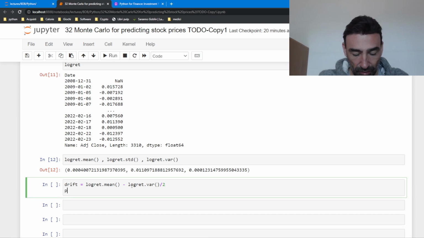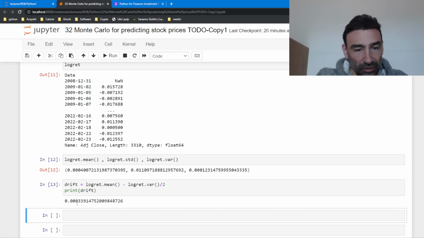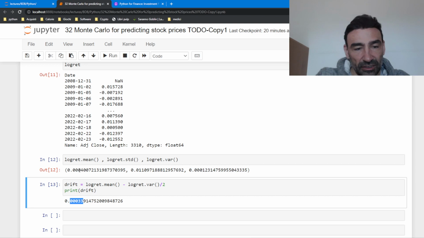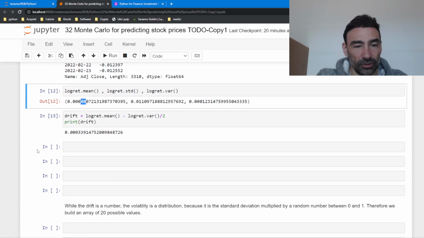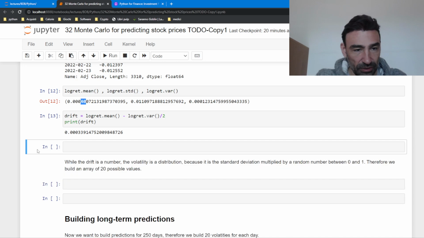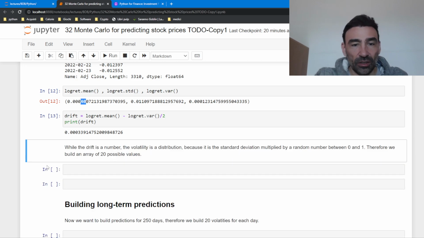And I would like also to see it. Okay, we have a drift. This is the drift. You can see it's somehow smaller than the average log ret. Okay, the volatility on the other hand is a distribution.